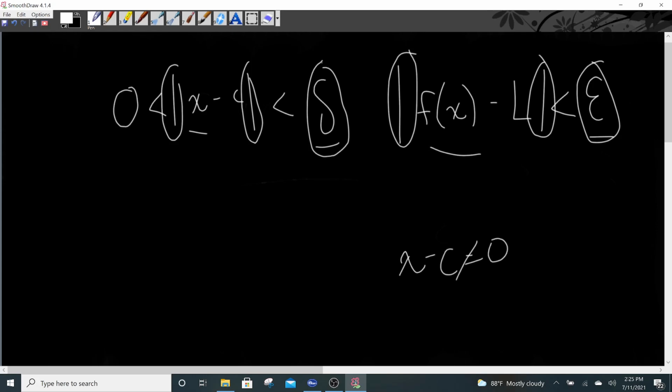If x minus c is not equal to 0, then obviously x cannot equal c. But this is just saying that if 0 is less than the absolute value of x minus c, then, if x minus c had some negative value, then obviously x and c are different numbers, but still the absolute value of that would be greater than 0. So this 0 is less than the absolute value of x minus c. That part of this expression simply says that x cannot equal c.